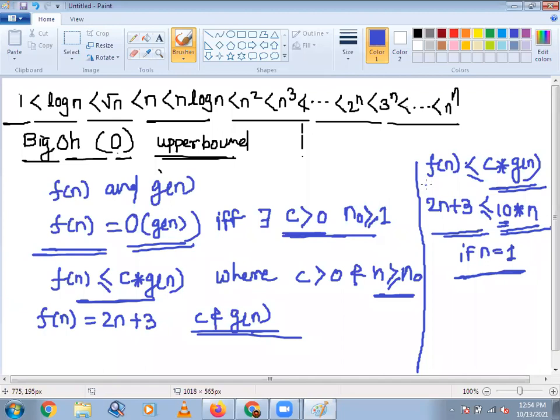Yes sir, is it satisfying? Suppose someone has taken 7n instead of 10n, then check if the equation will satisfy if n is equal to 1. Okay, suppose someone has taken less than or equal to 5n, then will the equation satisfy or not?